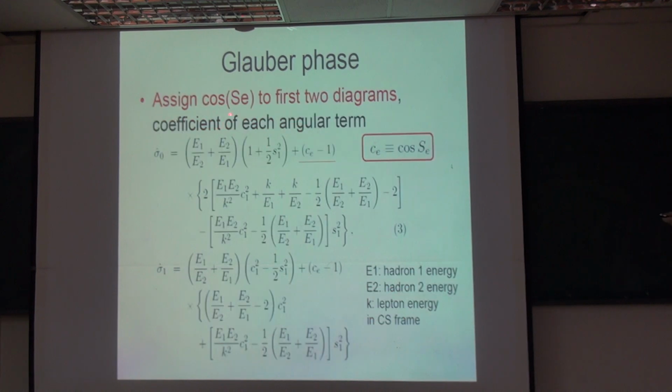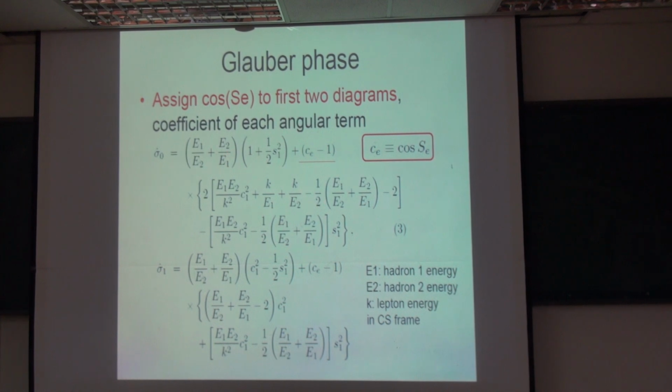So we just assign cosine S E to the first two diagrams, okay, because it's the real part which plays here. In the B decay and the D decay, it's a sine term which contributes, because you need to change the interference between different amplitudes, and it can be done by the sine term. But here it's the cosine term. Okay, now, so you can see, the first term is the normal term, which respects the Lam-Tung relation. Then the second term is the deviation term, because when S E equals zero, this term will vanish.